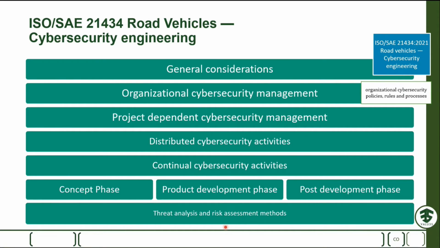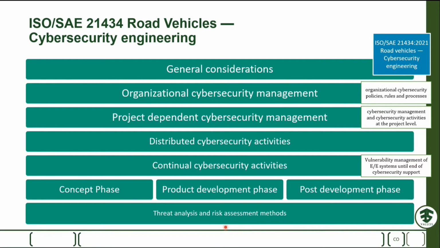From the content itself, we have the organizational level, which is on the organizational cybersecurity policies, rules, processes. We have the project-dependent cybersecurity management, which is on the management and cybersecurity activities at the project level. Then we have the continual, and this is now a little bit important, why we have these three levels. Organizational is everything you're doing to prepare an organization for a cybersecurity project. So these are the policies, the strategies, the rules, the processes, and you can do them without having any cybersecurity project. You can do them purely as a preparation for a project.